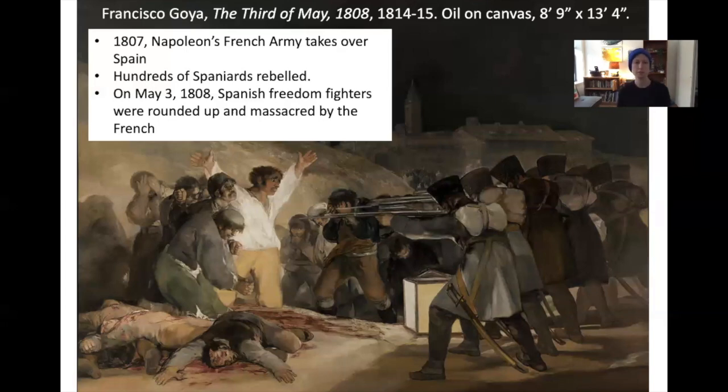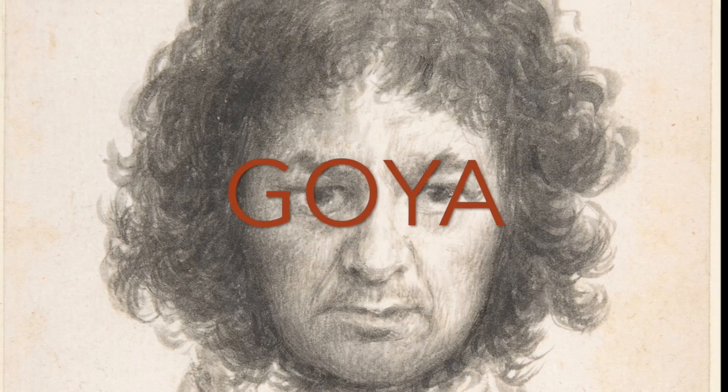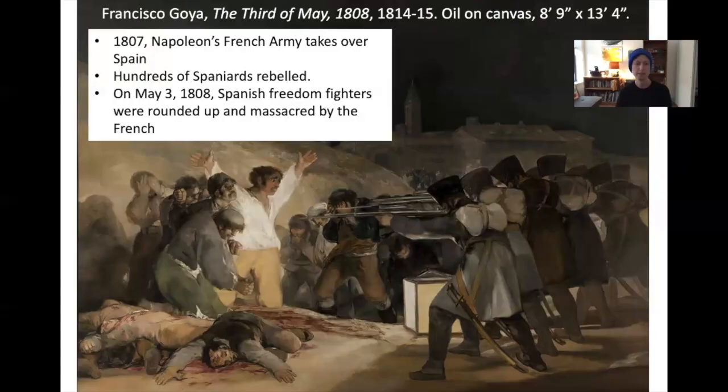Here we're looking at Francisco Goya's The 3rd of May, and he's depicting that takeover by Napoleon's French army. Hundreds of Spaniards rebelled, and on May 3rd, 1808, Spanish freedom fighters were rounded up and massacred by the French, and that's what we see depicted here in this gruesome scene.